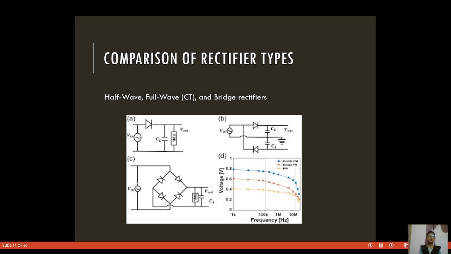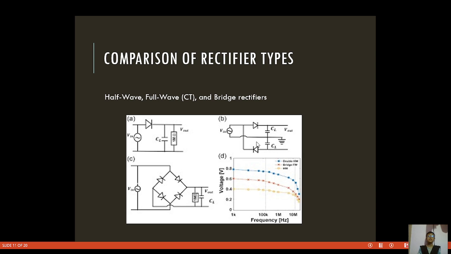The comparison between the rectifier types. First is the half wave rectifier. It uses only a single diode, and it is very simple. But it is very inefficient because only half of the cycle is used and half of the power is wasted. And the next one is the center tap transformer rectifier, which has only two diodes.